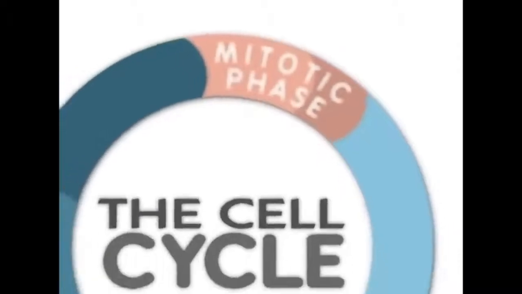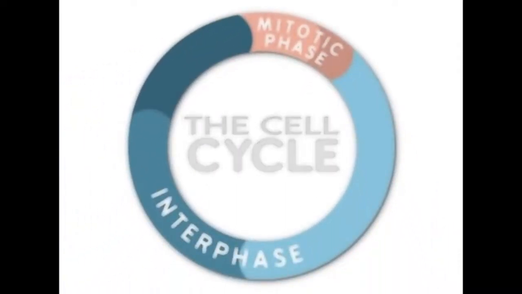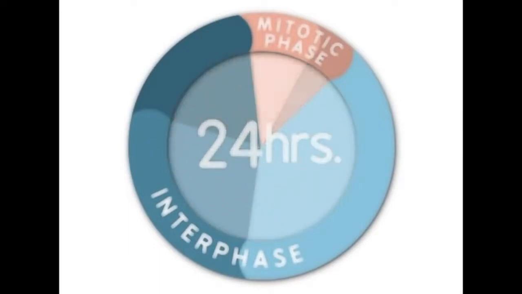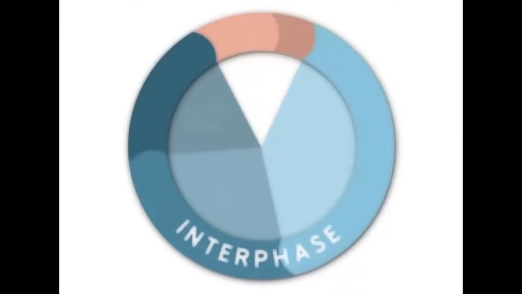Mitosis is only one part of what is called the cell cycle. For many eukaryotic cells, a cell is duplicated every 24 hours. Most of the life of a cell is spent in interphase. Interphase consists of three stages called G1, S, and G2.